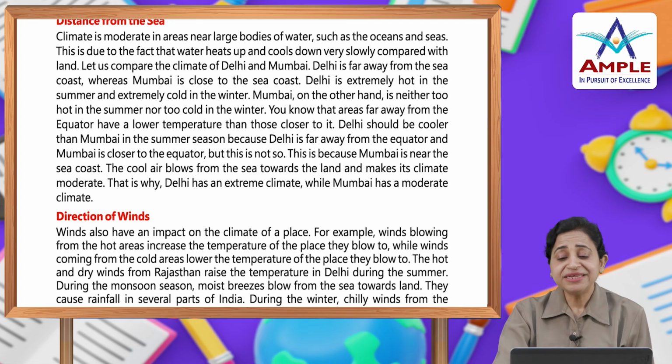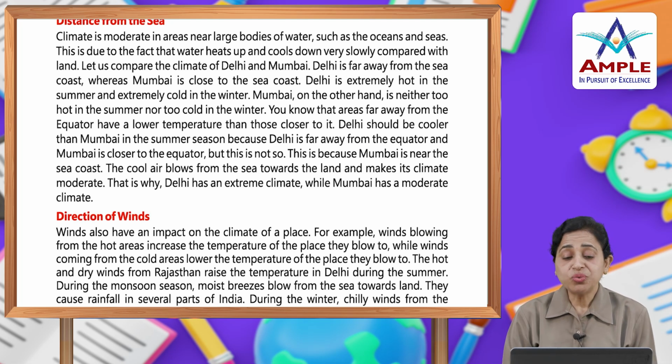You know that areas far away from the equator have a lower temperature than those closer to it. Delhi should be cooler than Mumbai in the summer season because Delhi is far away from the equator and Mumbai is closer to the equator. But this is not so. This is because Mumbai is near the sea coast. The cool air blows from the sea towards the land and makes its climate moderate. That is why Delhi has an extreme climate while Mumbai has a moderate climate.